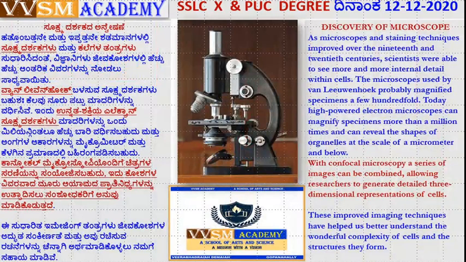Discovery of the microscope. As microscopes and staining techniques improve, over the 19th and 20th century scientists were able to see more and more internal detail within cells. The microscopes used by Leeuwenhoek probably magnified specimens a few hundredfold. Today, high-powered electron microscopes are coming into the picture.